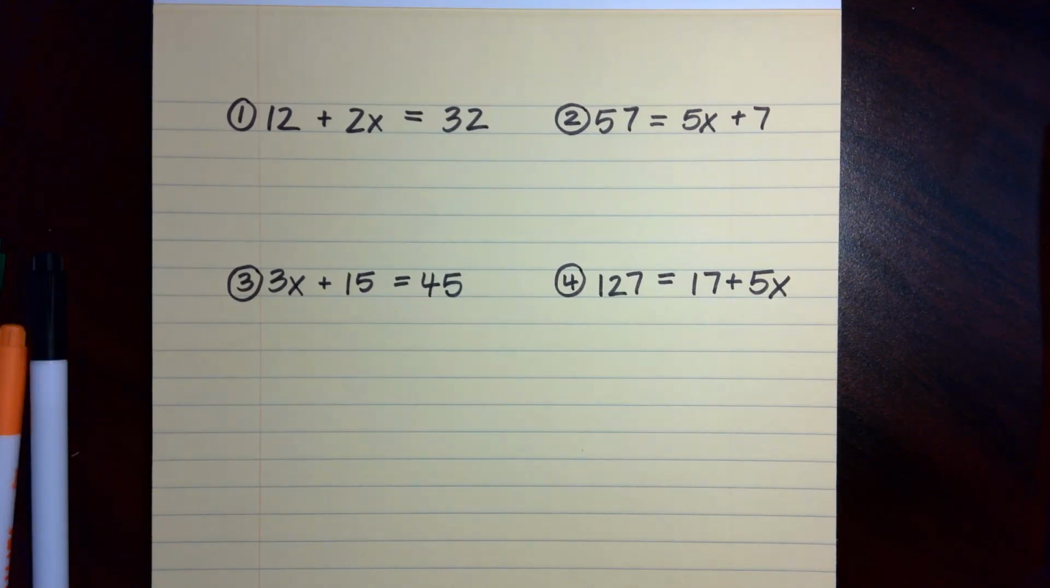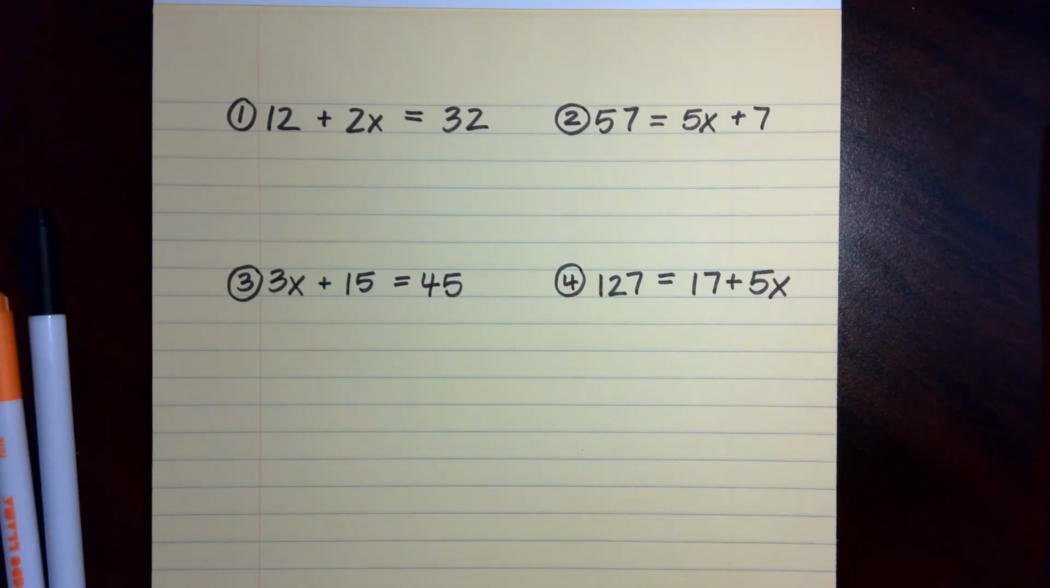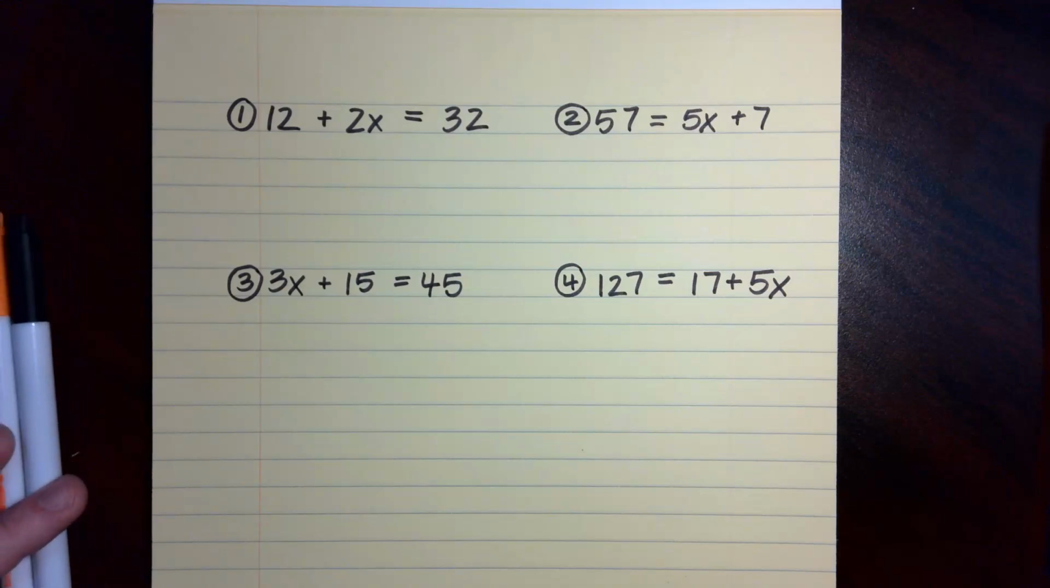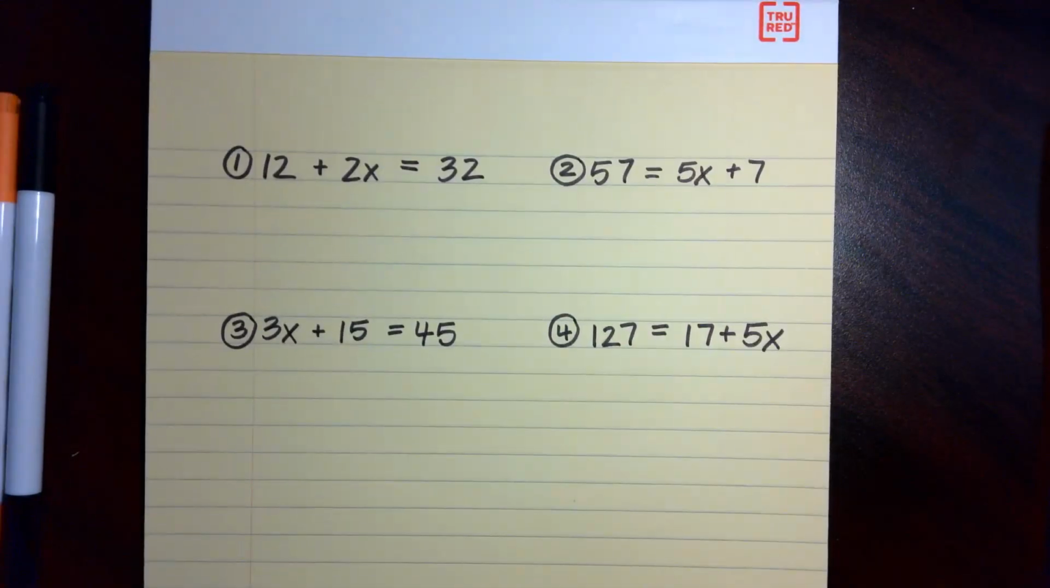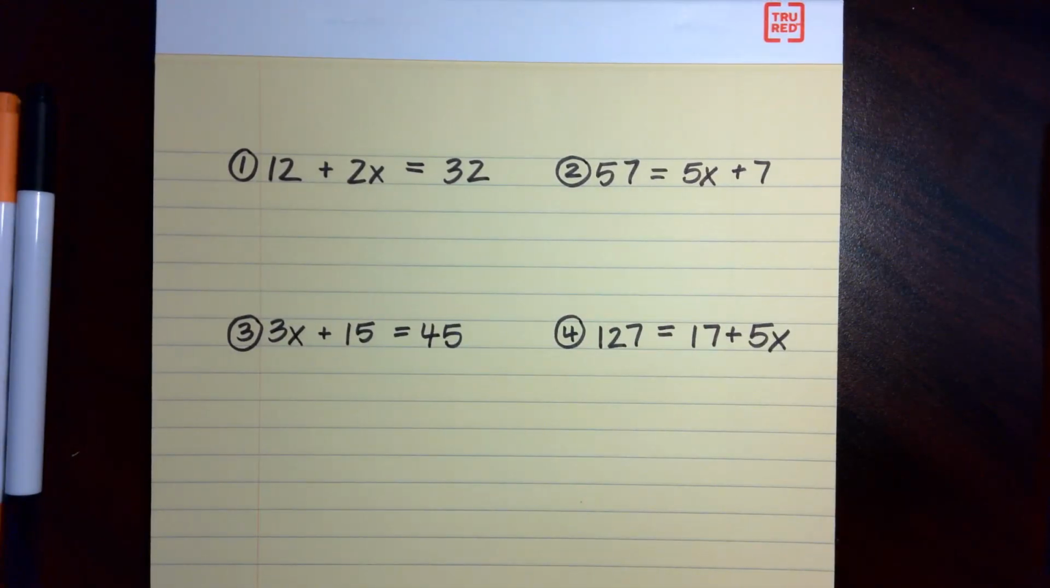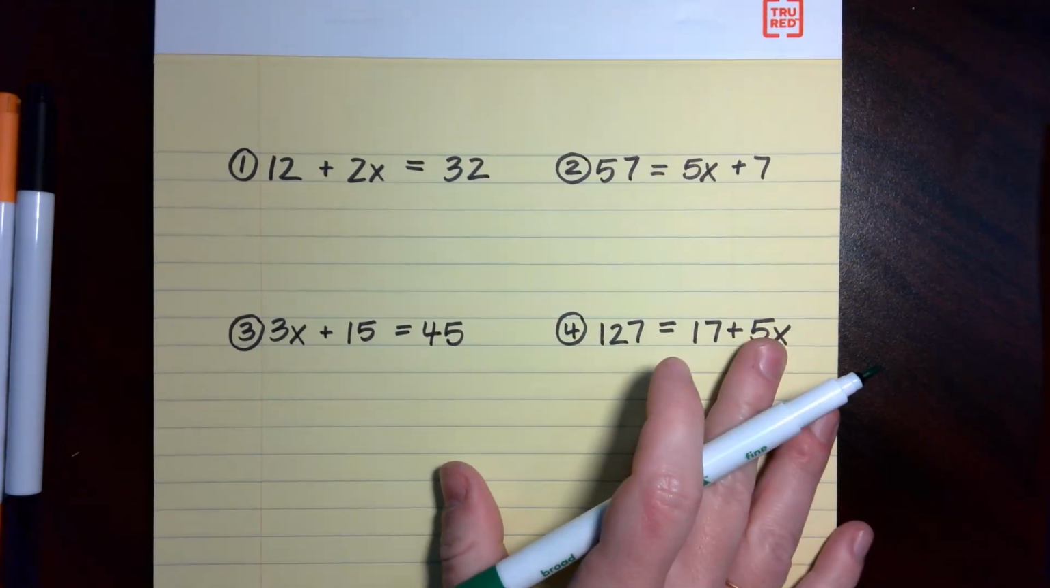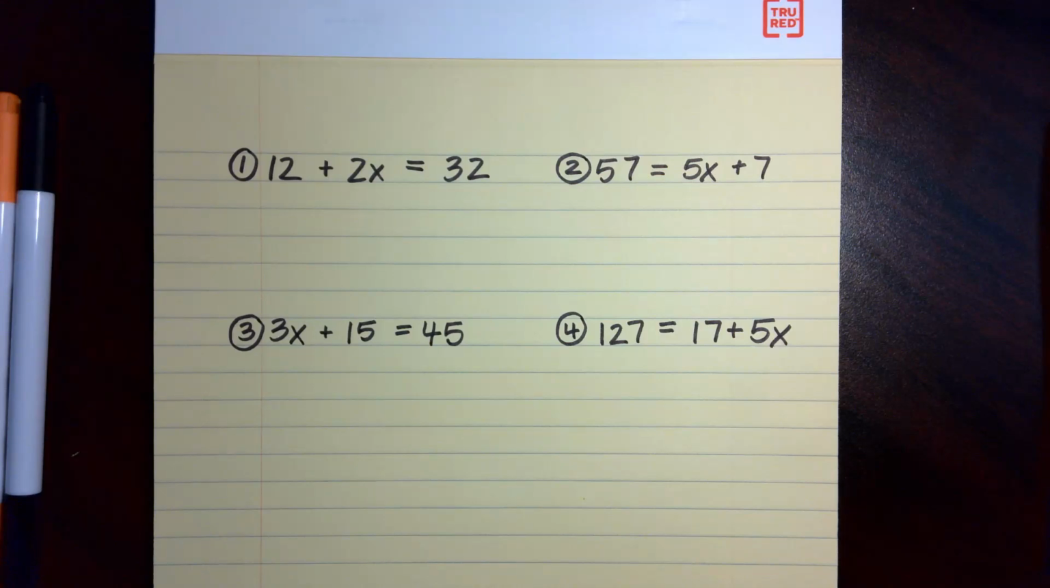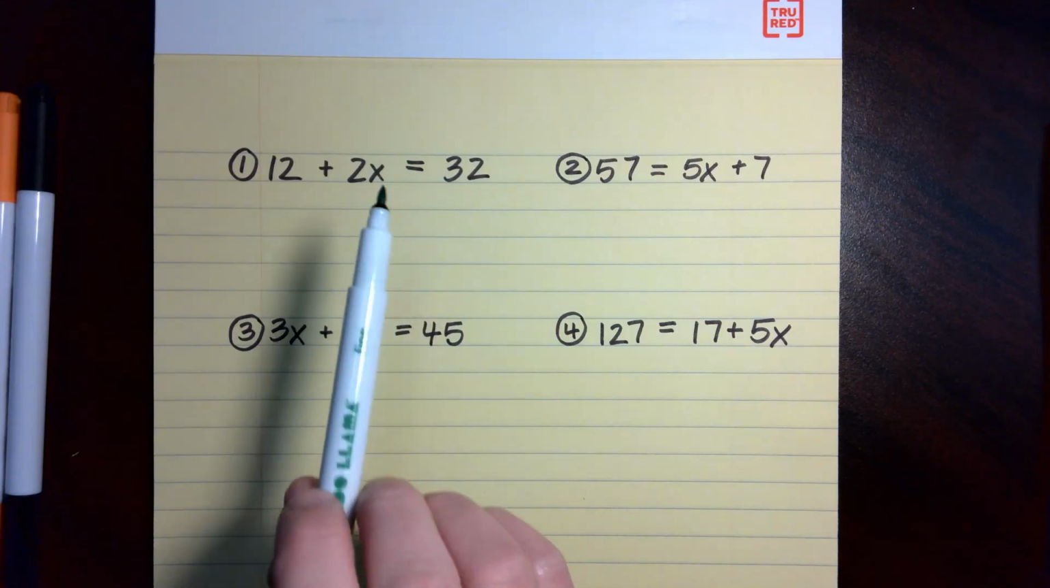Okay, let's go over these equations. Number 1, we have 12 plus 2x equals 32. What do you guys think we should do first? Subtract. We are going to subtract. What number are we subtracting? 12. Good. Did anybody start by wanting to subtract 2x?